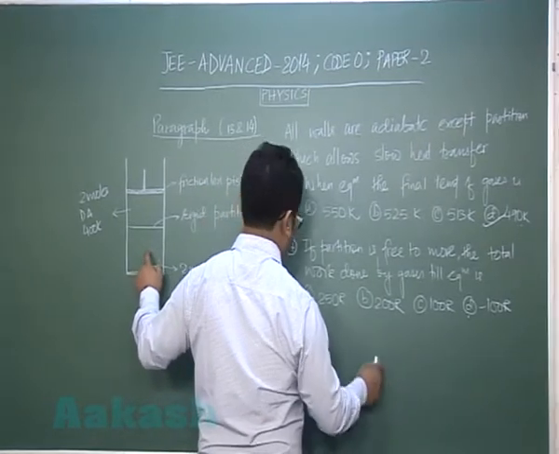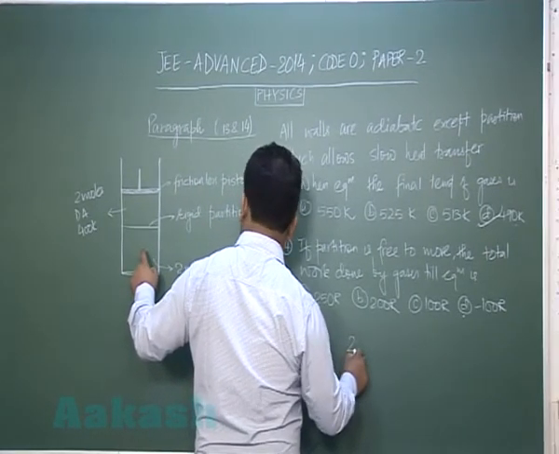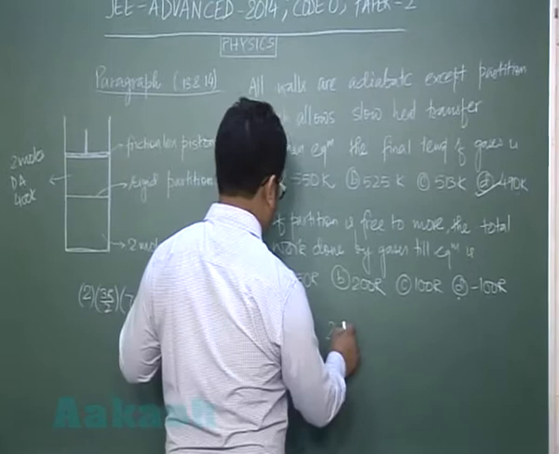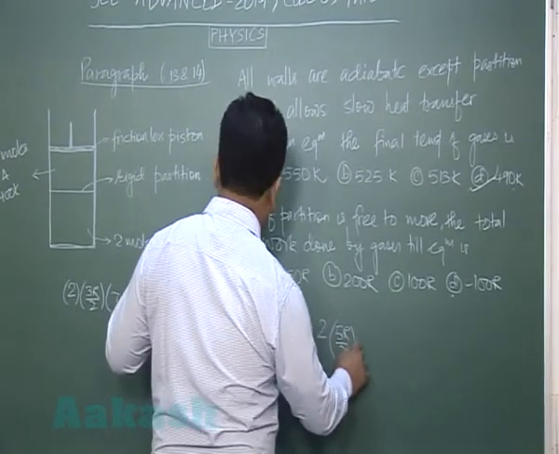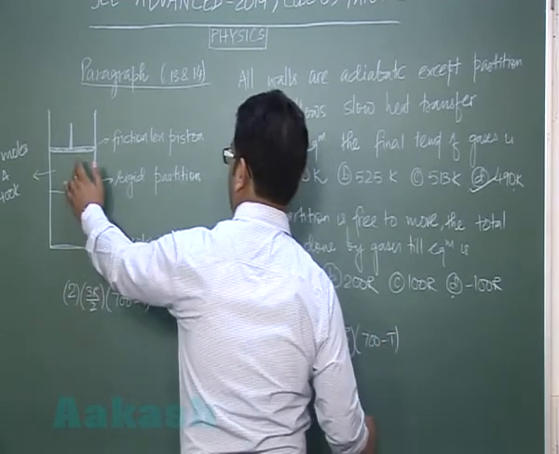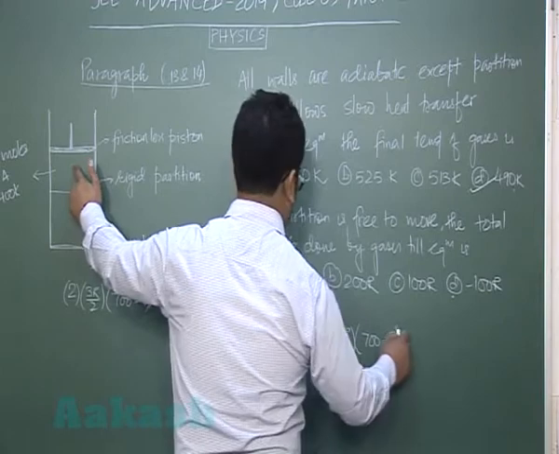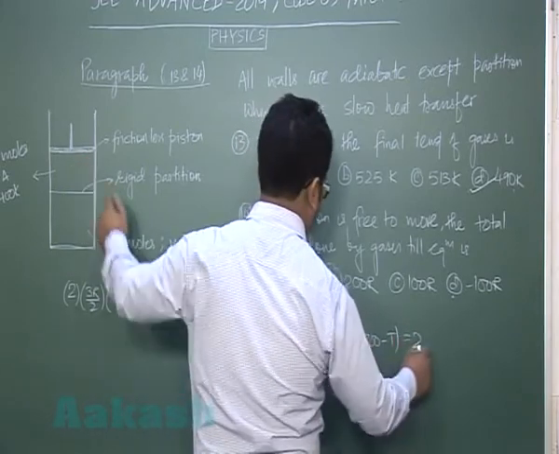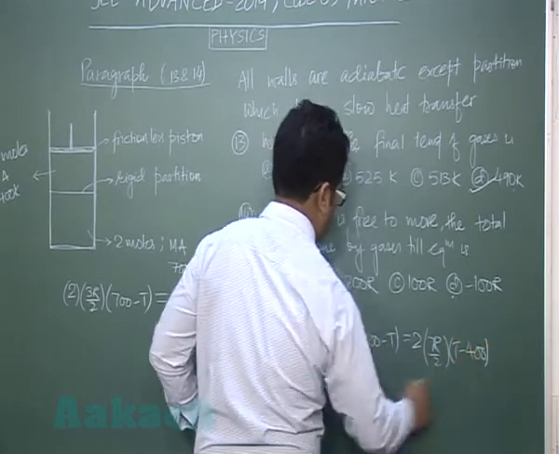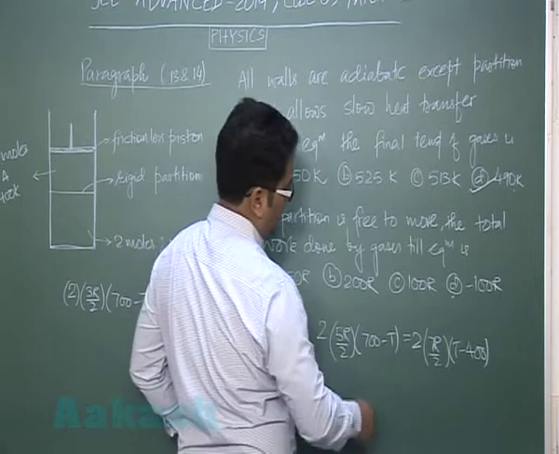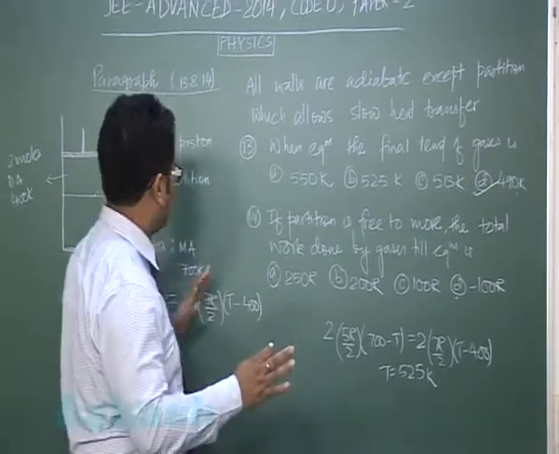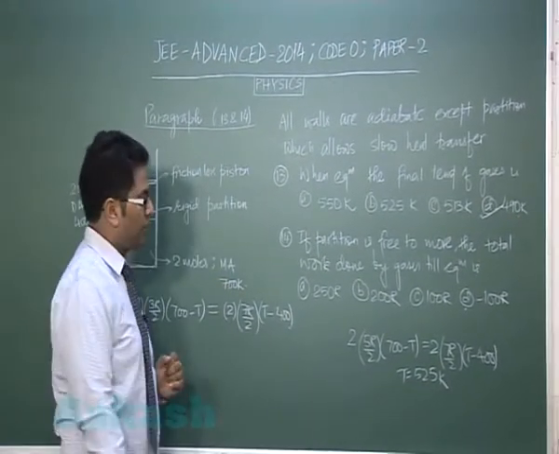For the lower one, it will be n, monoatomic, so Cp has to be 5R by 2, into 700 minus T. That's the heat lost by this, and the other will gain the heat, and that will be 2 moles, diatomic, Cp again 7R by 2, into T minus 400. This solution gives you a temperature of 525 Kelvin. Means finally when they equalize, the temperature is 525.